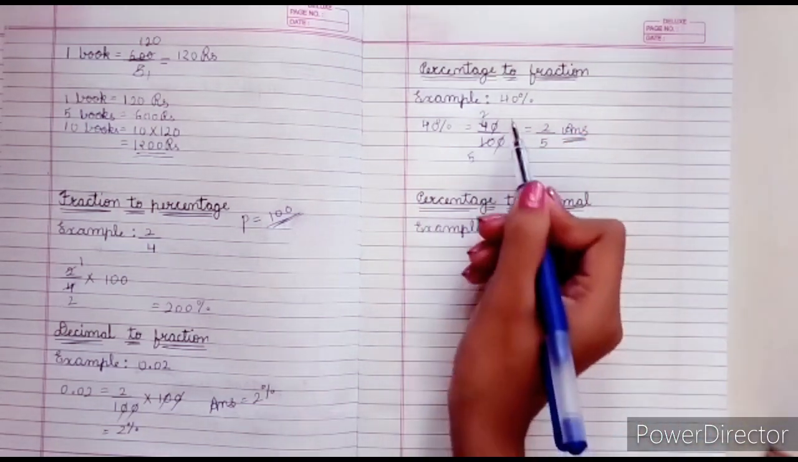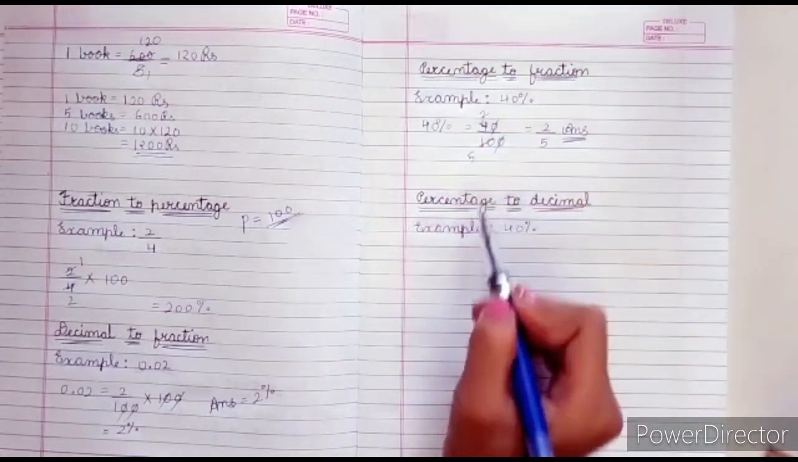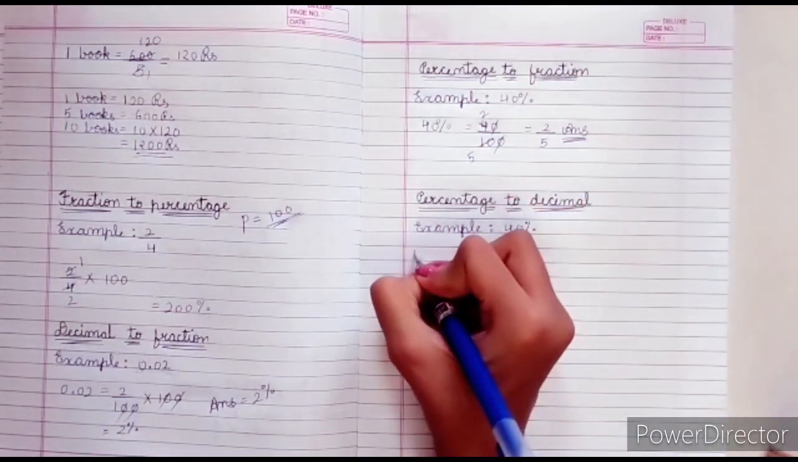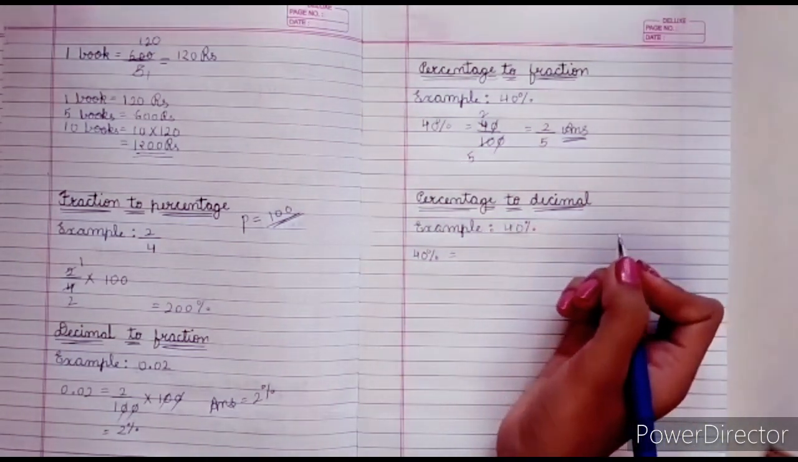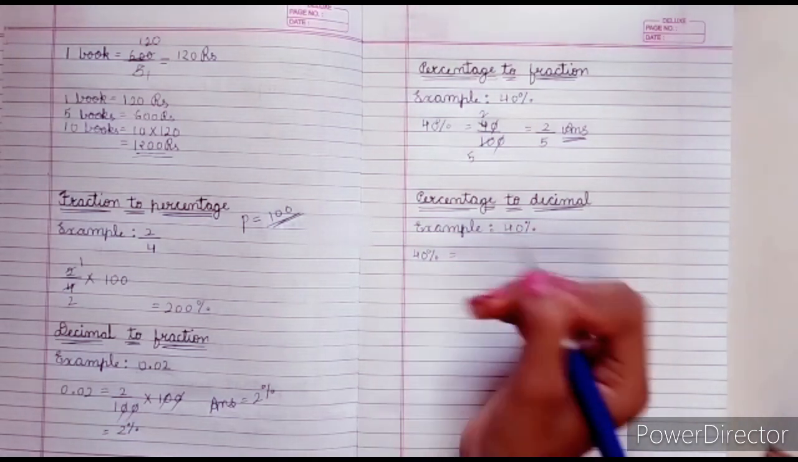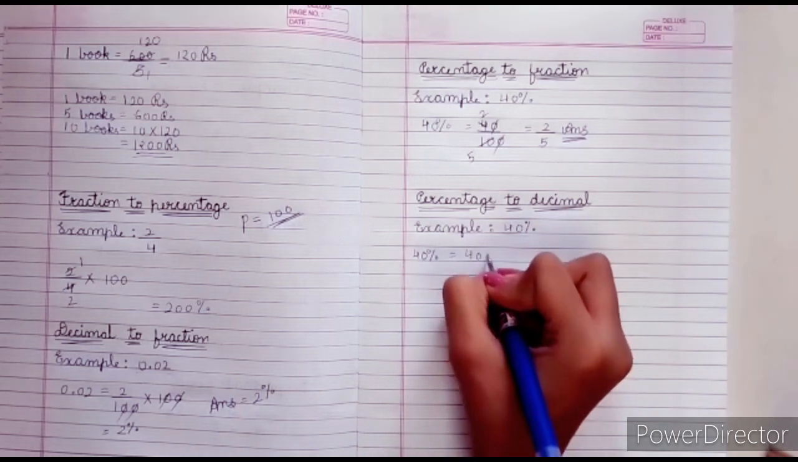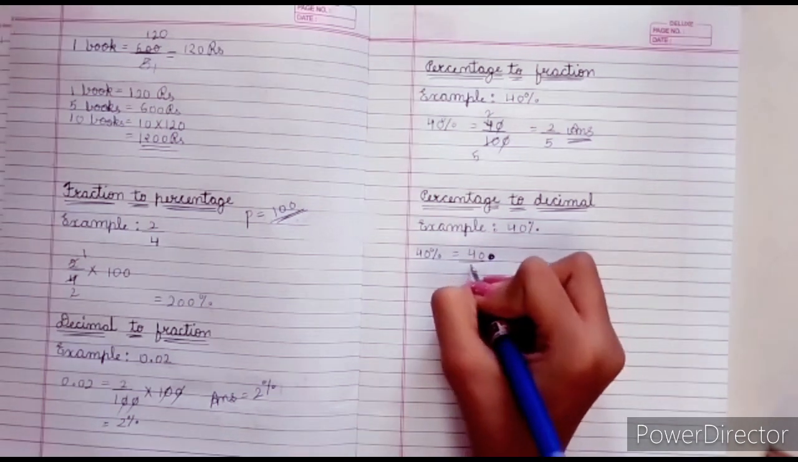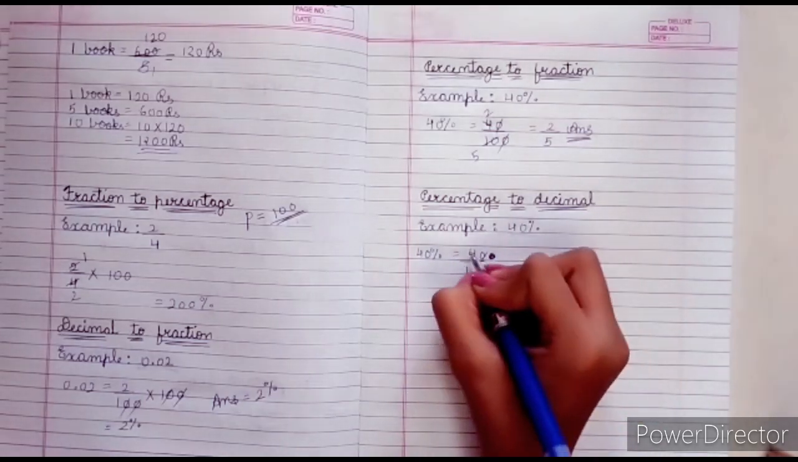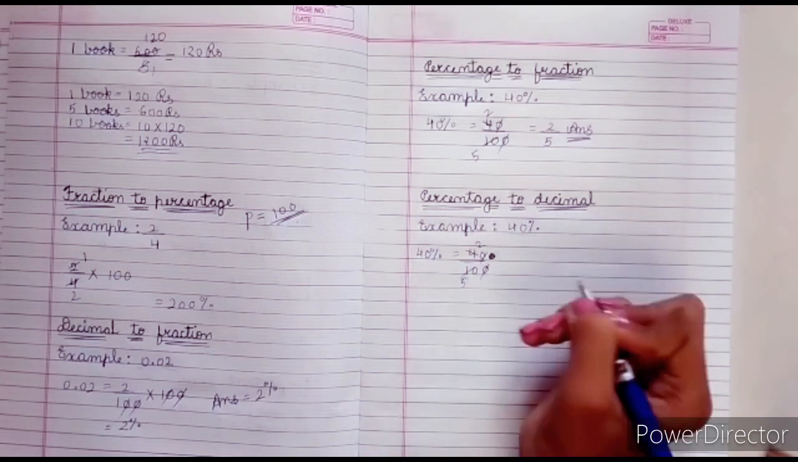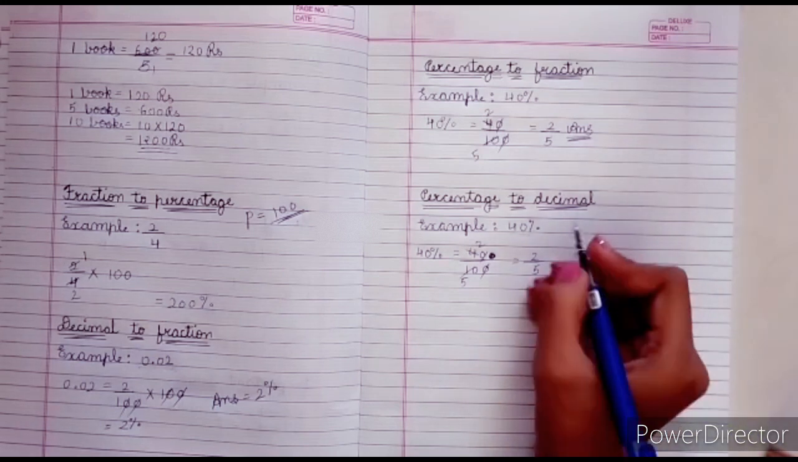Now the next topic is percentage to decimal, and here also I have taken 40% as an example. First we have to convert it into a fraction and then into a decimal. So 40% is equal to 40 upon 100. Therefore 40 upon 100 is equal to, 0 gets cut out, 2 twos are 4, 2 fives are 10. So we got the fraction 2 upon 5. Now we have to convert this fraction into a decimal.